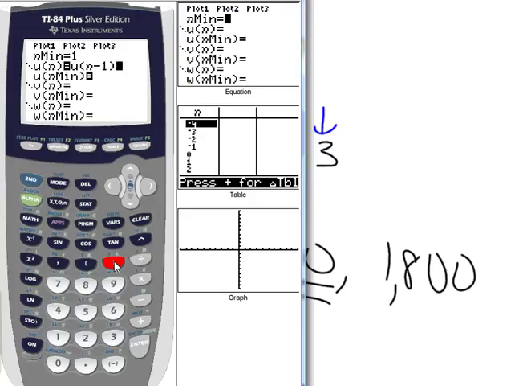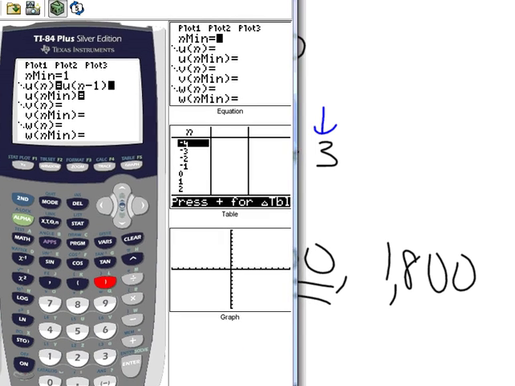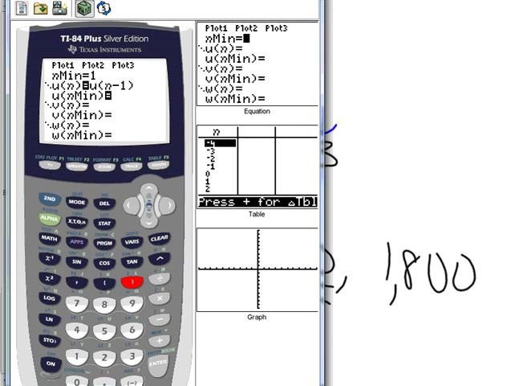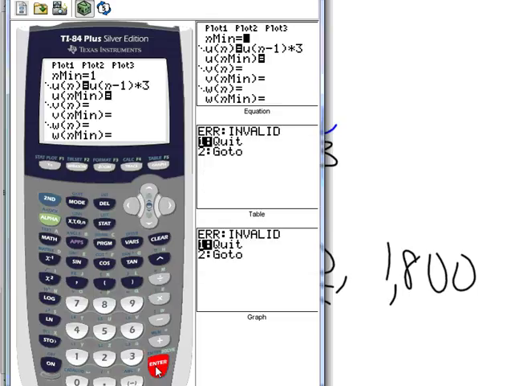Okay, so u sub n minus 1, and then I want to do, what was this problem I was just doing? Times 3. So I'm going to say times 3. Everybody, go times 3. Enter. What haven't I told the calculator yet? What do you want to start with? Yeah, we were starting with 200, so put a 200 right here. So we start with 200, and we're timesing by 3 every time.